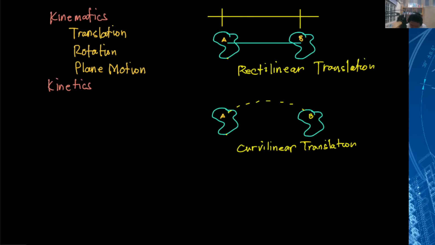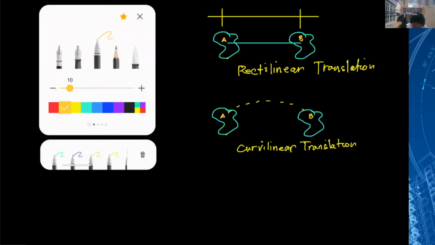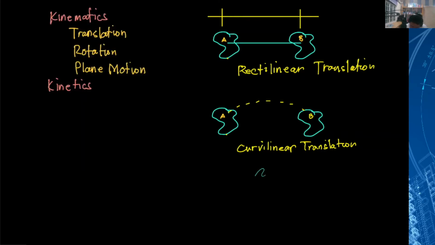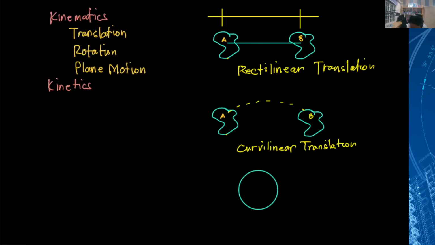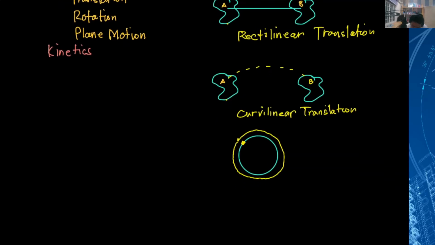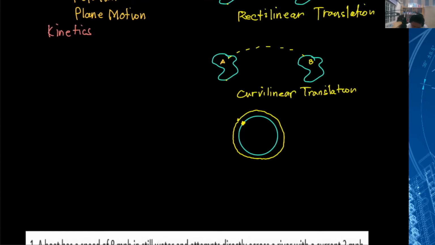Next is rotation. What is rotation? One particular example of rotation is a pulley. If you analyze one particular point of a pulley, this point will move along a circular path, and this is called rotation. While plane motion is the combination of translation and rotation.